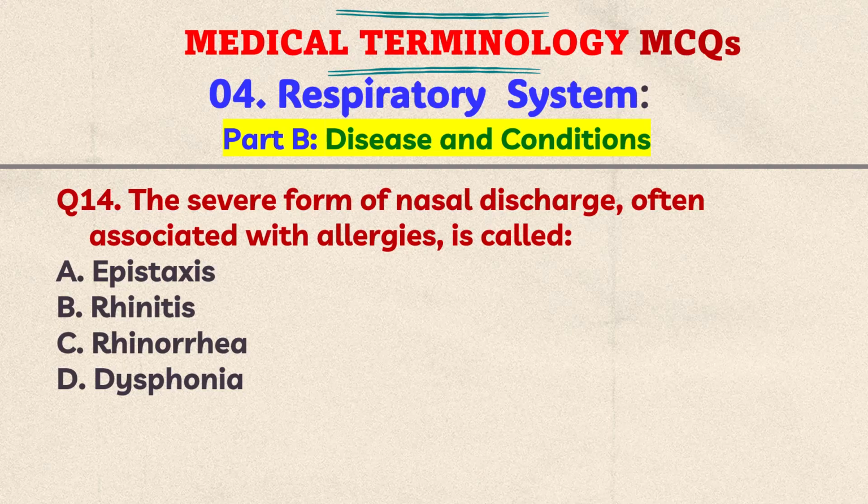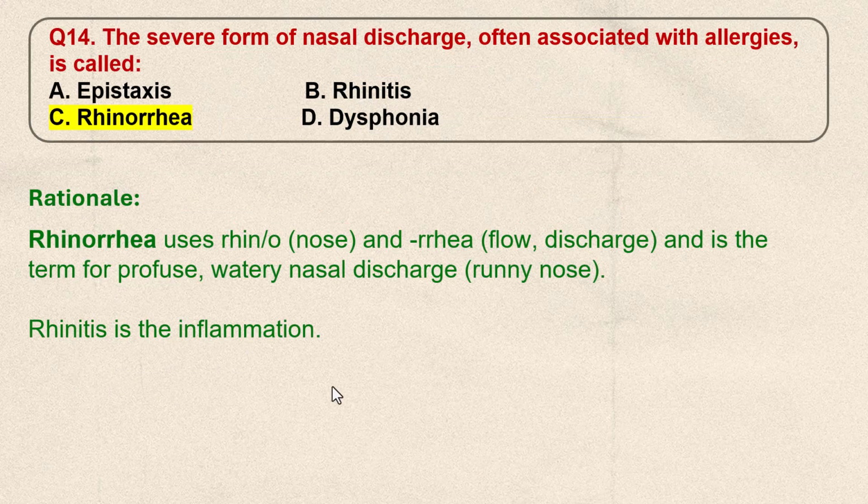Question number 14. The severe form of nasal discharge often associated with allergies is called A, epistaxis, B, rhinitis, C, rhinorrhea, D, dysphonia. Think the answer. The correct answer is C, rhinorrhea. Rhinorrhea uses rhino, that means nose, and rhea means flow or discharge, and is the term for profuse watery nasal discharge, that is runny nose. On the other hand, rhinitis is the inflammation.